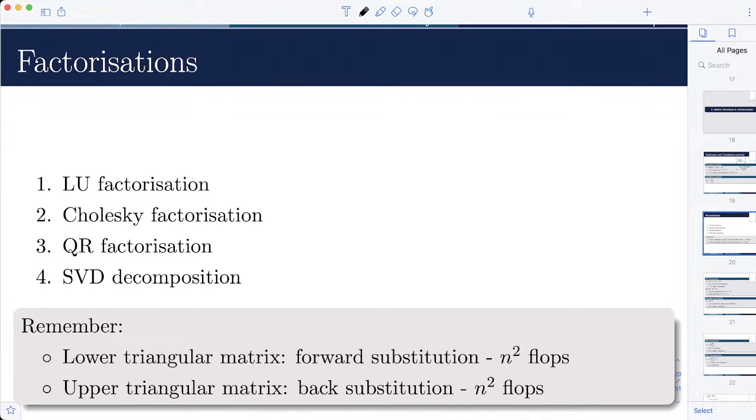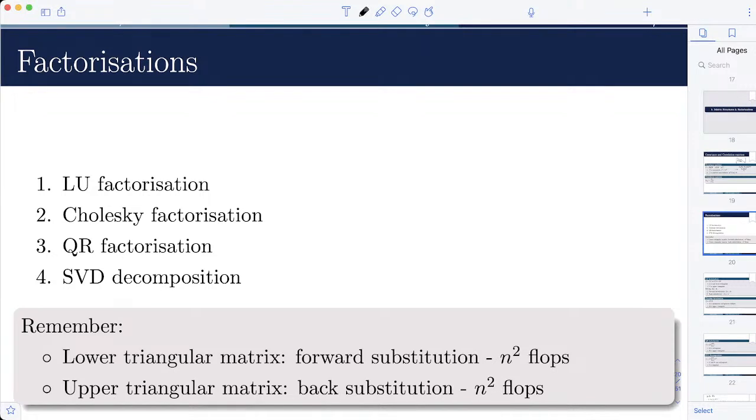So I think the 4 factorizations that are covered in this course are your LU factorization, Cholesky factorization, QR factorization, and singular value decomposition. I don't think I have missed any of them. It's just those 4 factorizations.